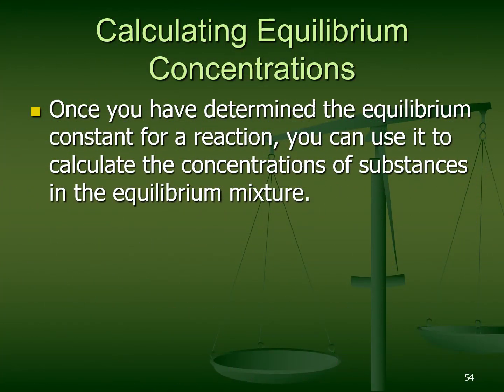So finally, what we're going to do is calculate equilibrium concentrations, and we might only know the initial concentration. Once we know what the K constant is, we can use it to find equilibrium mixtures in lots of different cases.